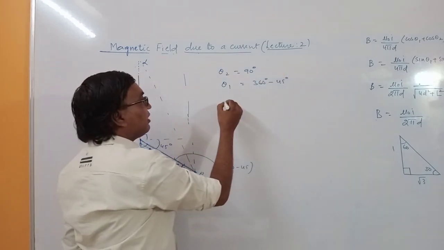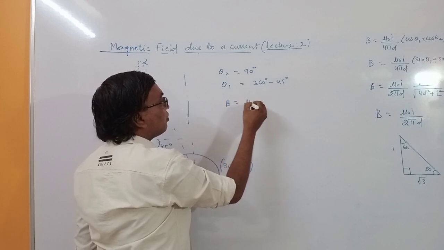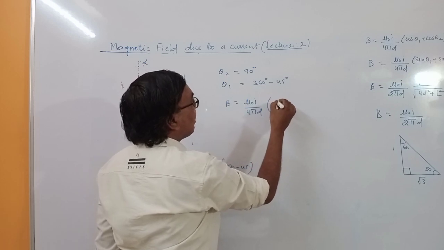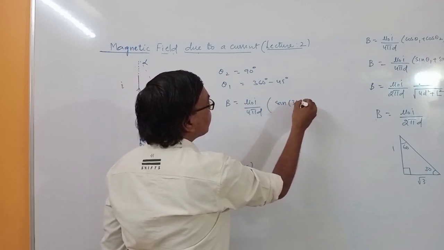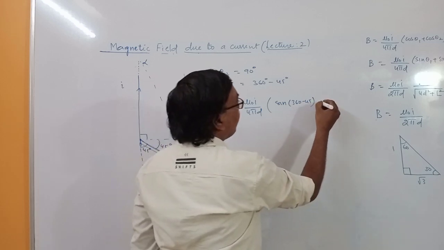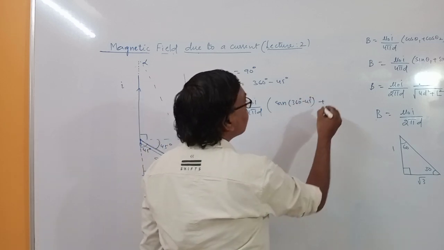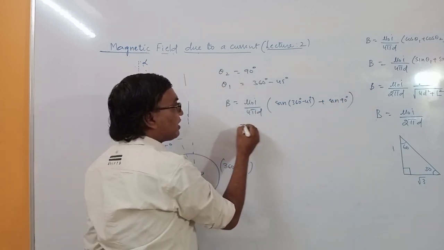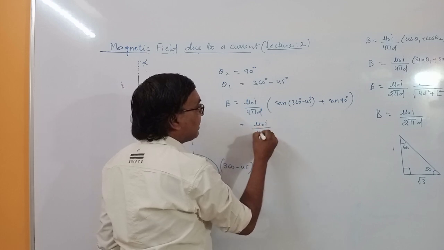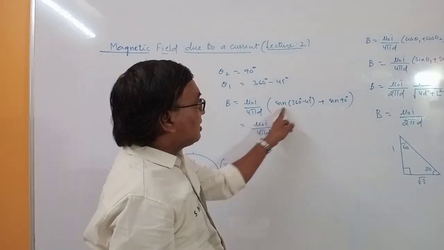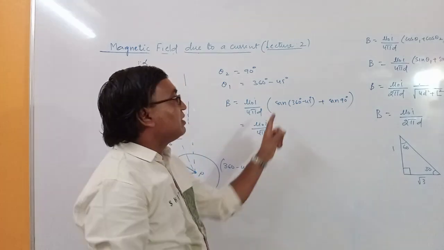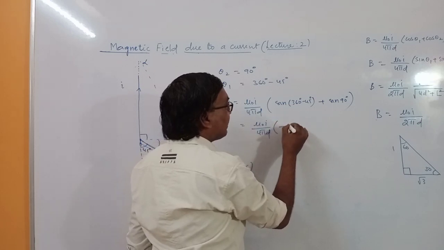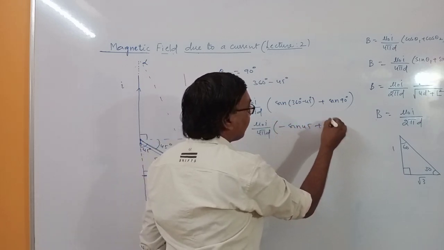Now apply and find out B. So B will be equal to mu naught I by 4 pi d times sin theta 1 plus sin theta 2, that is sin 360 minus 45 degrees plus sin 90 degrees. So this comes out to be mu naught I by 4 pi d times sin of 360 minus theta, fourth quadrant, which is minus sin theta. So this will be minus sin 45 and this is 1.